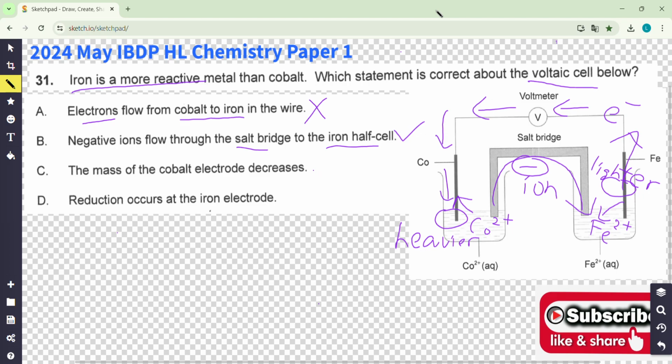The mass of the cobalt electrode decreases? No, there is more cobalt. Reduction occurs as the iron becomes iron 2 plus? Think about it: iron becomes iron 2 plus, oxidation number 0 becomes plus 2. That is oxidation, right? Not reduction. So no. So you feel more confident. Only B is correct.